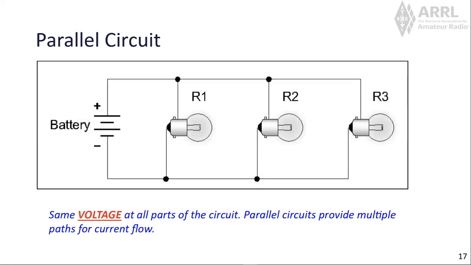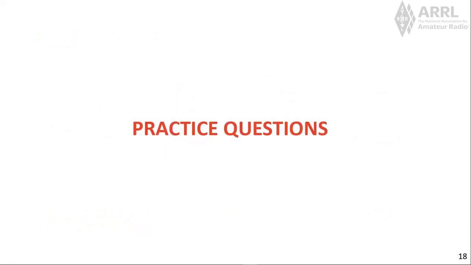But the voltage is the same. All of the connections across the top are connected to the positive side of the battery. The ones on the lower part of the circuit are all connected to the negative terminal of the battery. There's an equal voltage across each bulb. The current might be different, but the voltage is the same. Parallel circuits provide multiple paths for current flow. Next.